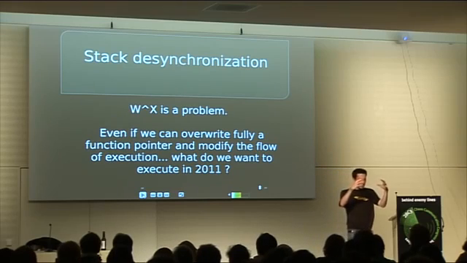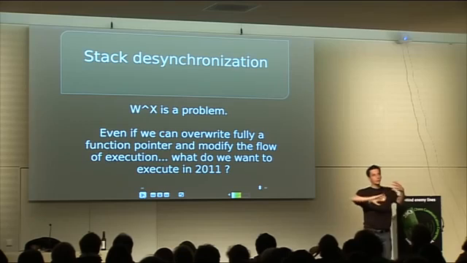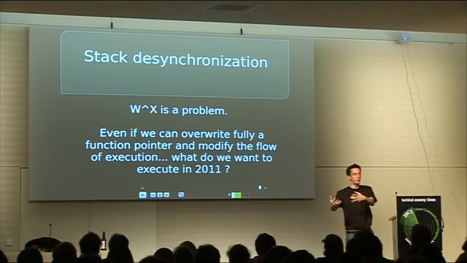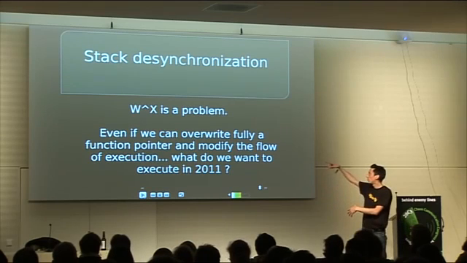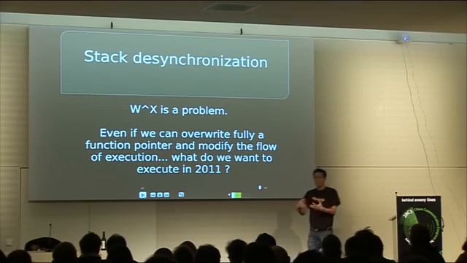So instead, even if you manage to find a function pointer and overwrite it, you cannot point directly to your shellcode, because the shellcode you're going to load is going to be in writable memory, and is not going to be executable if you have writable XOR executable. So how do you move around this?